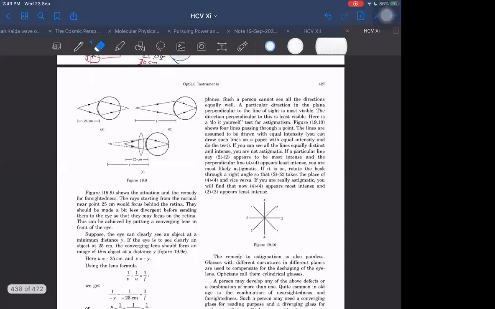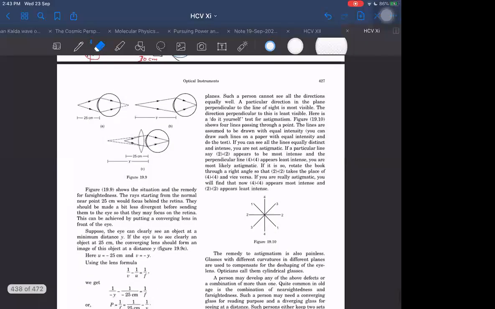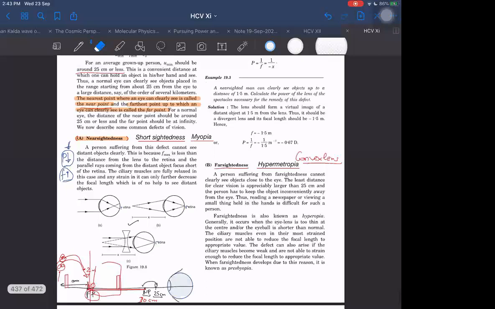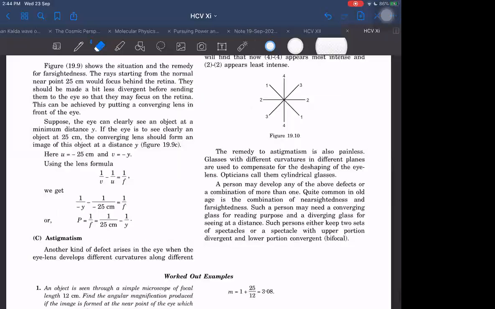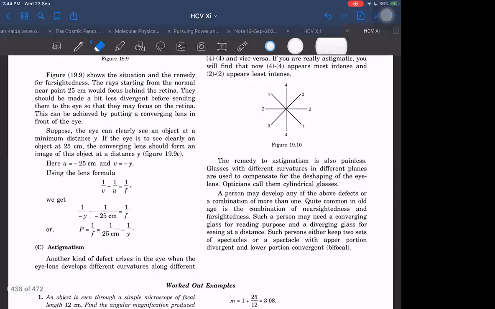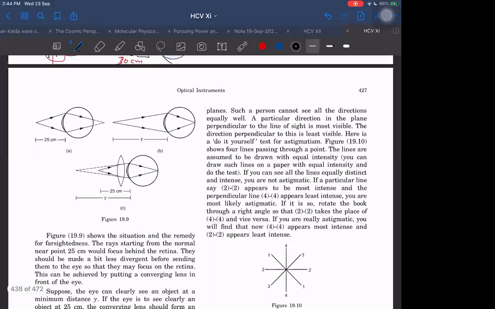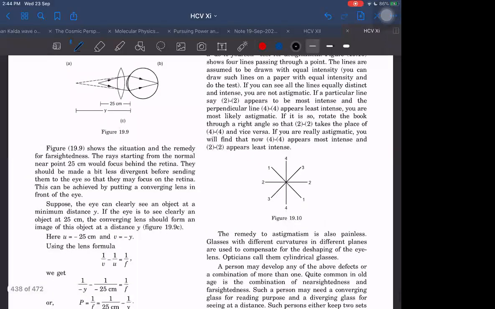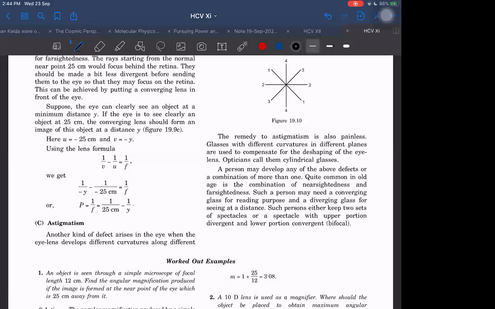Next we have astigmatism. Astigmatism, what does it mean? This defect is when the eye lens develops different curvatures along different planes, different radii of curvature along different planes. It is more difficult to cure. Not curing, we are not doing it with spectacle lenses either, but it is more difficult to correct, I should say.